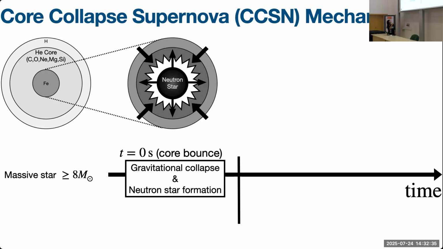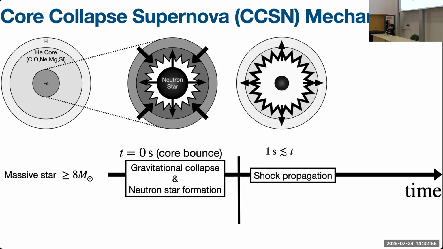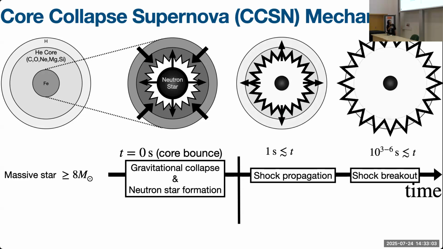the iron core collapses to a neutron star, and a shock wave is generated by the collision between the falling matter and the neutron star surface. This phase is called core bounce, and we set 0 seconds as the core bounce time. After about 1 second, the shock wave propagates through the progenitor structure. After about 10^3 to 10^6 seconds, the shock wave breaks through the photosphere of the progenitor, and this is called the shock breakout phase.